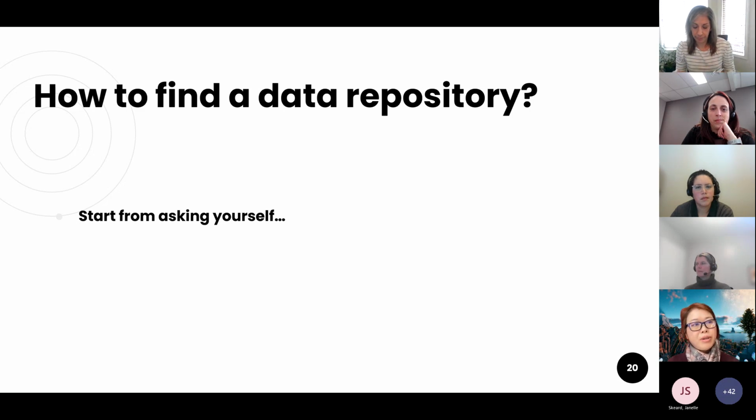So we have talked about what a data repository is and its major types. Our next logical question is how to find one for your data. Choosing a data repository may be impacted by many factors, but we can start by asking some simple questions. Next, please.